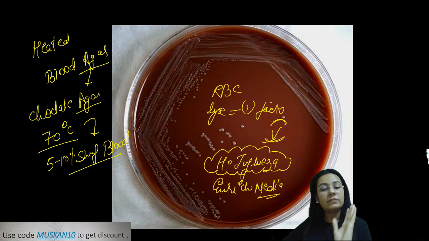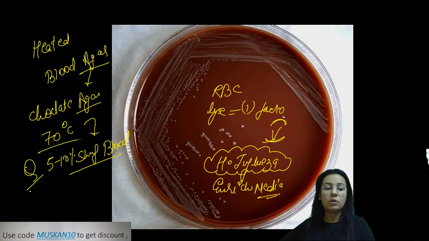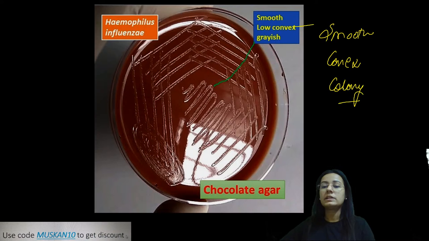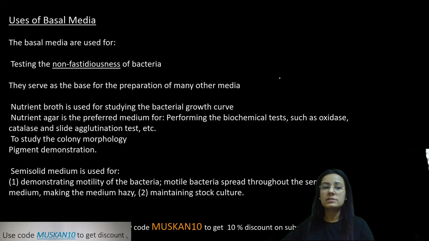तो how do we get the factor number 5 by the lysis of the RBC? By heating the blood agar at 70 degree Celsius. और कौन सा ब्लड यूज करें? 5 to 10% the sheep blood. This is important to remember. 5 to 10% sheep blood is what we use for H influenzae. ठीक है, and this will show what? The smooth convex colonies. ठीक है, this will show the smooth convex colonies.